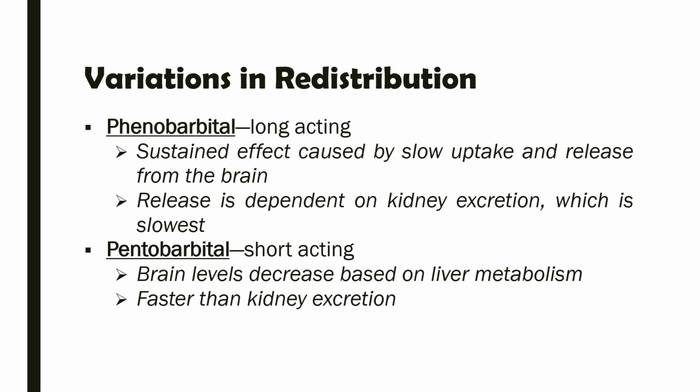Then there is phenobarbital, a long-acting barbiturate. The sustained effect is caused by the slow uptake and release from the brain. The release is dependent on kidney excretion, which is slowest. That is why it is a long-acting barbiturate. In the case of pentobarbital, a short-acting barbiturate, the brain levels decrease based on liver metabolism, which is faster than kidney excretion.